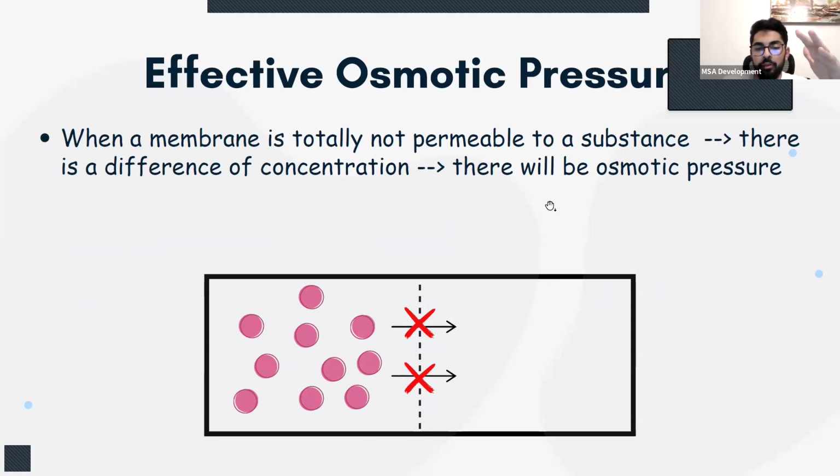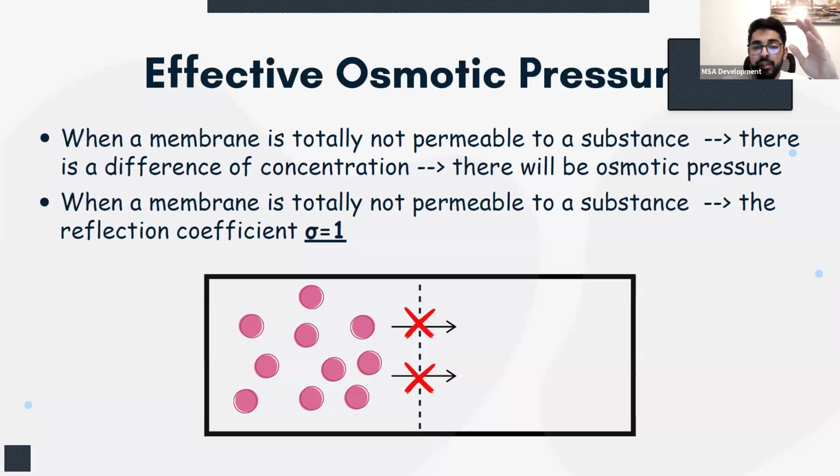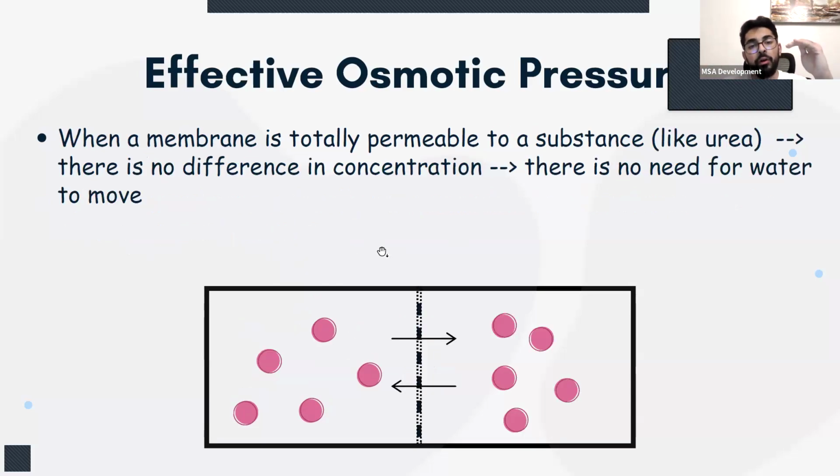But the way I like to think about it is that because this solute cannot move here, there's constant tension between the two sides, and the water has to resolve this tension. But in case this membrane is impermeable to a substance, this tension is at its highest, and therefore the reflection coefficient is 1. That's the maximum you could have. When this membrane is totally impermeable to a substance, the tension is at its highest, and the reflection coefficient is 1. Okay?